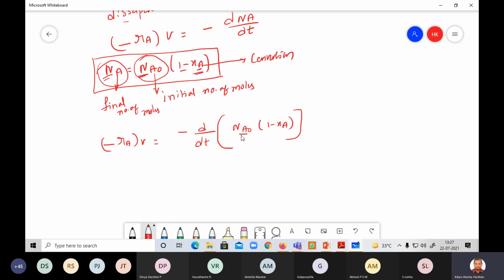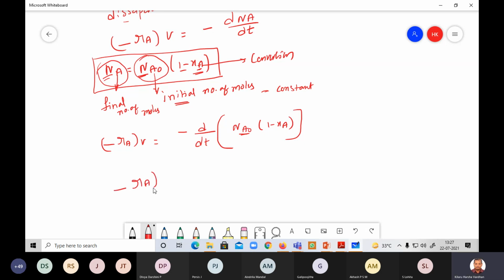What is Na naught? Na naught is the initial number of moles, which is a constant. It is not changing with respect to time. At time t equal to 0, that is the constant, right? So we can take this outside the integral. Am I right? We can take it outside the integral.